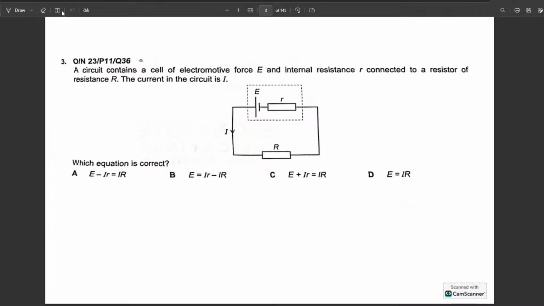A circuit contains a cell of electromotive force E and internal resistance r connected to a resistor capital R. The current in the circuit is I. Which equation is correct?